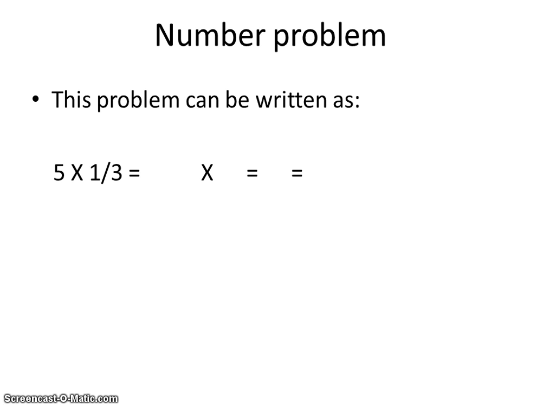This problem can be written as 5 times 1/3, or 5 over 1 times 1 over 3, which when multiplied straight across on both the numerator and the denominator will equal 5/3. Also, we need to simplify this improper fraction into a mixed number, which would equal, that's right, 1 2/3.